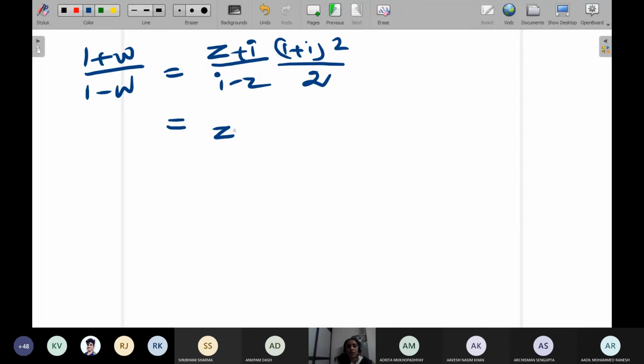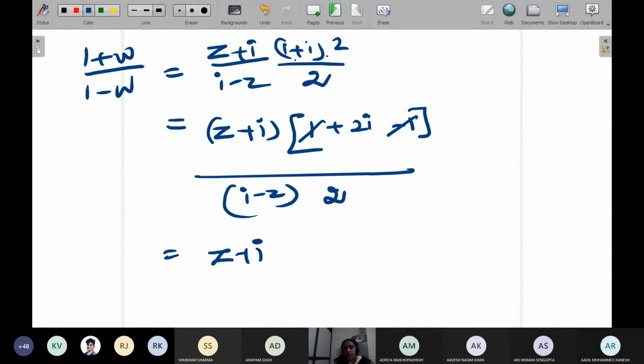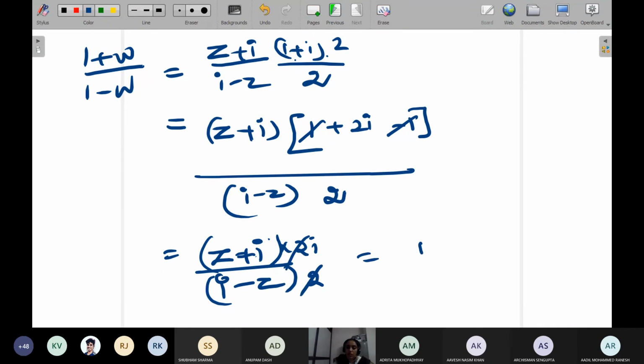So now listen. So this will be z plus i. Expand this, a plus b the whole square: a square plus 2ab plus b square, divided by i minus z into 2. So plus 1 minus 1 will be getting cancelled. So you will get z plus i divided by i minus z into 2i, divided by 2. 2 and 2 will be getting cancelled. So you will get i into z plus i divided by i minus z.